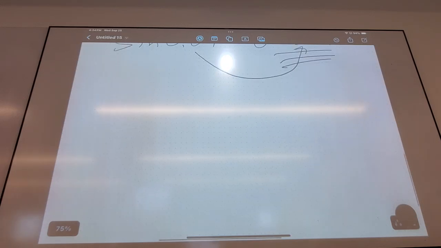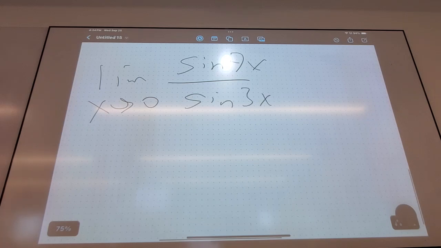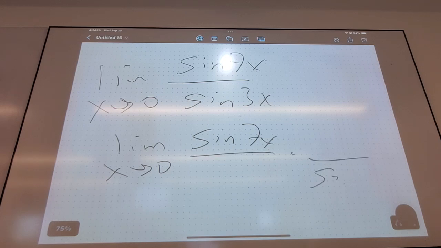One last problem related to this. What if they gave me sine 7x over sine 3x? Can anyone identify what's missing? What does the sine 7x need on its bottom to work? It needs 7x, correct? So let me make some room here. This guy needs something on the bottom, and this guy needs something on the top, correct? Yes, so this guy needs a 3x on the top, so what do I better do at the same time?